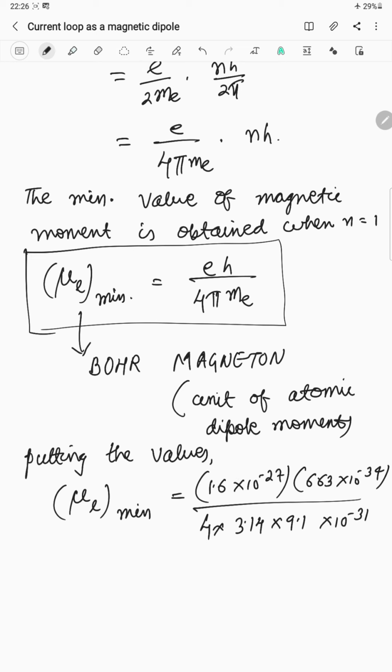So if you solve this, you will get your mu L minimum equal to 9.27 into 10 to the power minus 24 ampere meter square. No, not per meter square, multiplied by meter square. Okay, so this is the value.